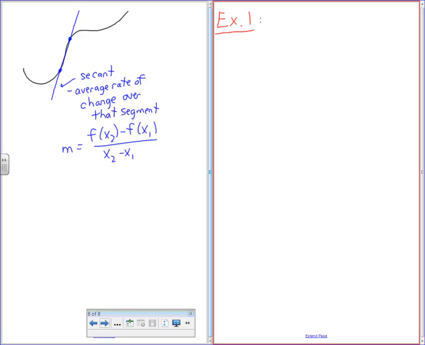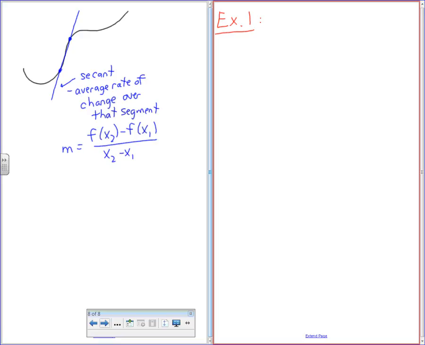Example one. My son Jack is a fine human being. His favorite thing in the world is Thomas the Train. That's what he likes more than well, his father is number one, of course, but number two is Thomas.